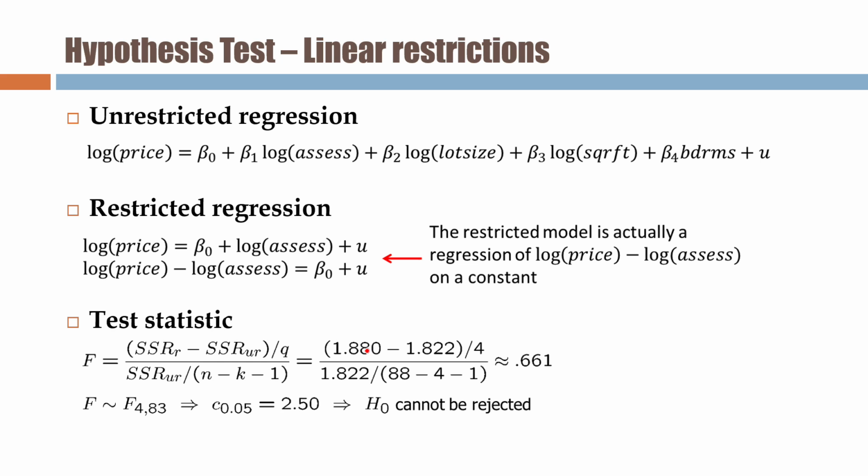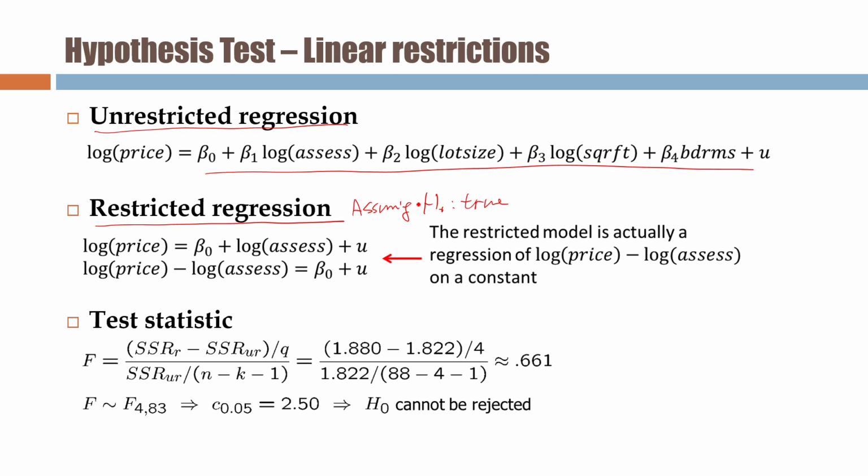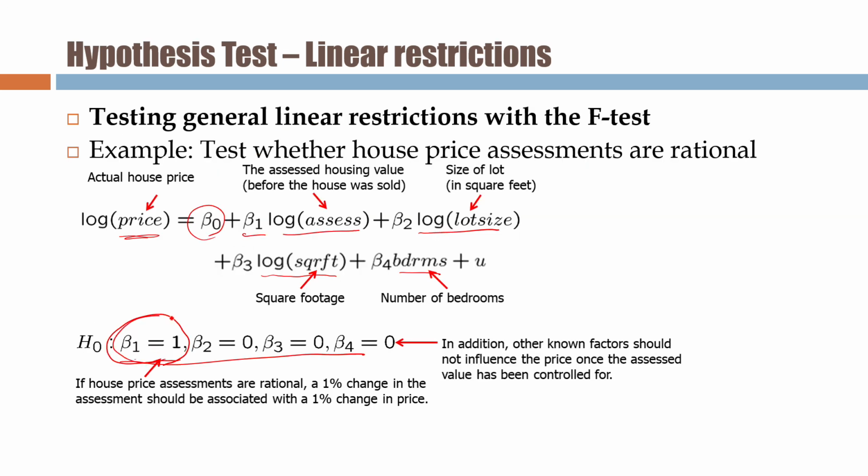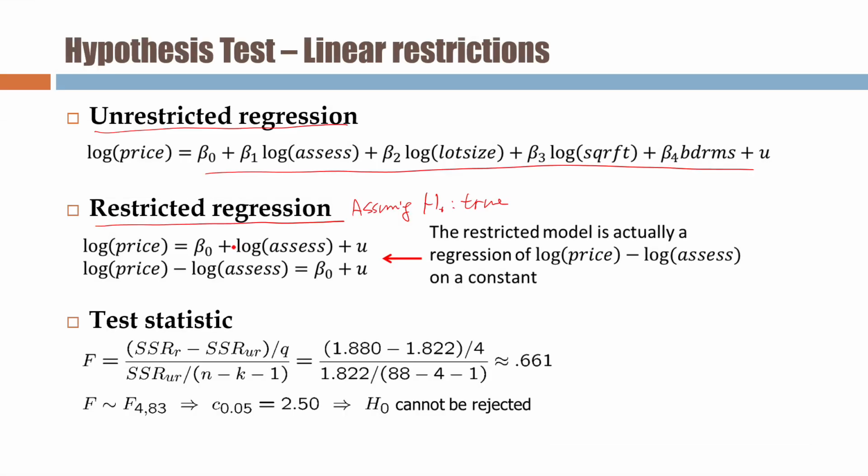Then what you can do is the unrestricted regression, which includes everybody. The restricted regression assumes H0 is true. So you know beta 1 previously, right? Now our null hypothesis is that beta 1 is 1. So we assume that this is 1, and then we can do the same thing and calculate it.